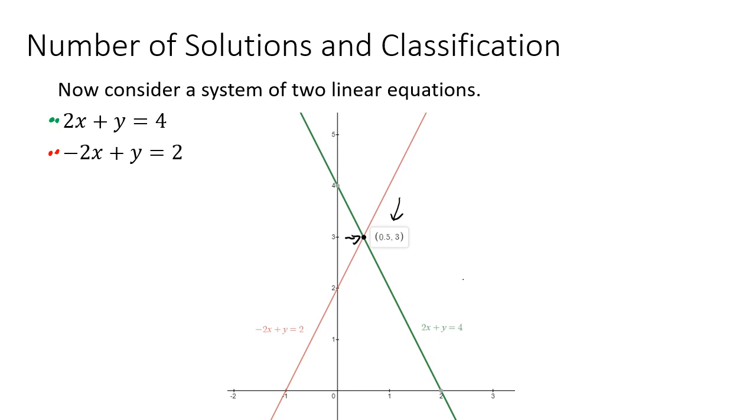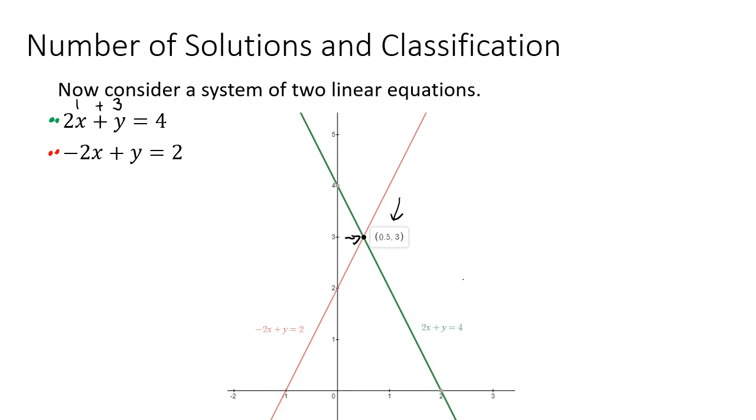And in this case, you should find that an x of 1/2 and a y of 3 would make both of these equations true at the same time. This would be pretty easy to verify. If you plugged it into the top equation, you would get 2 times 1/2, which would be 1, plus a y value of 3 would be equal to 4, which is true. 1 plus 3 is equal to 4.